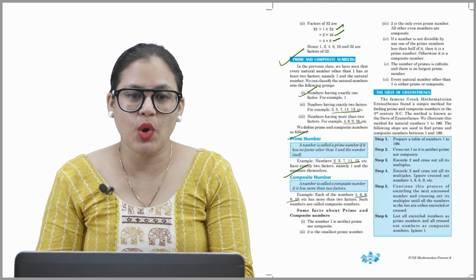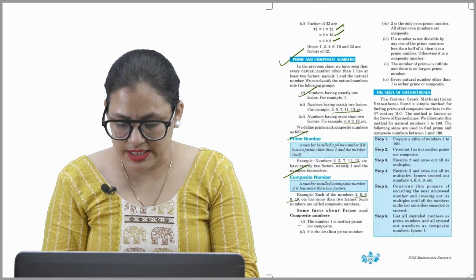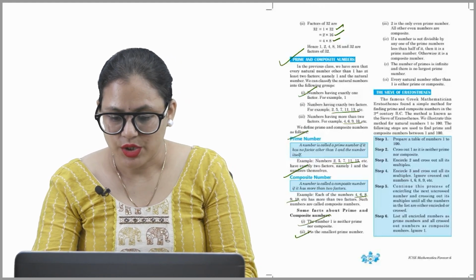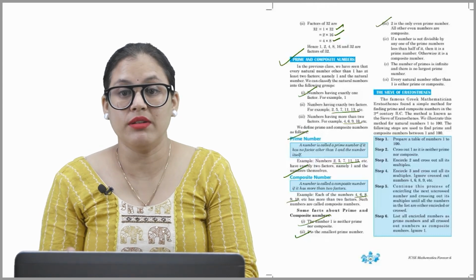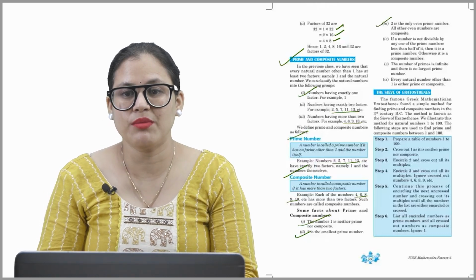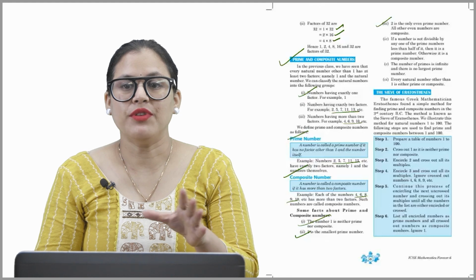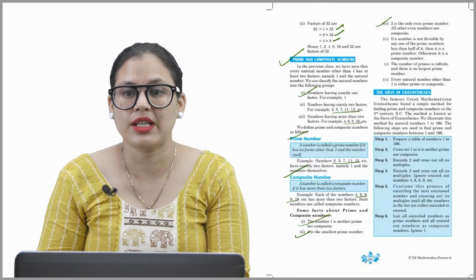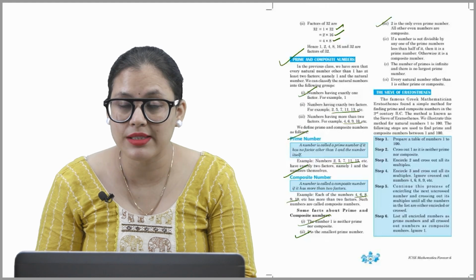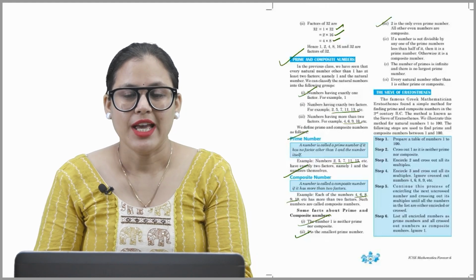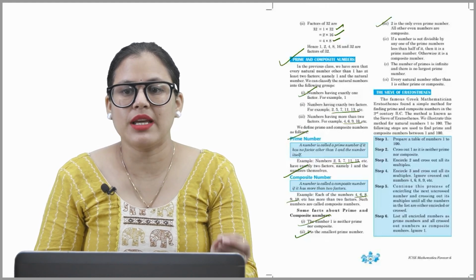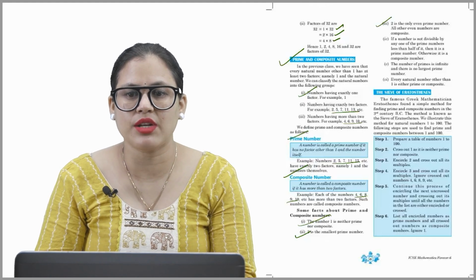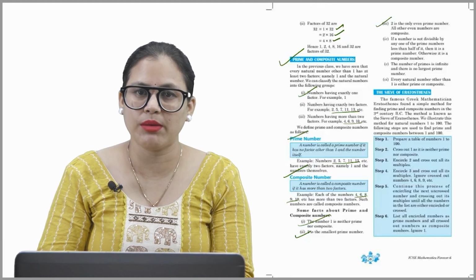Some facts about prime and composite numbers. The number 1 is neither prime nor composite. 2 is the smallest prime number and 2 is the only even prime number, all other even numbers are composite. 4, if a number is not divisible by any one of the prime numbers less than half of it, then it is a prime number. Otherwise, it is a composite number. 5, the number of primes is infinite and there is no largest prime number. 6, every natural number other than 1 is either prime or composite.